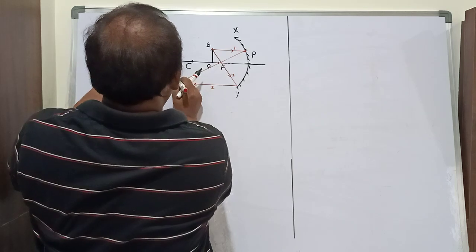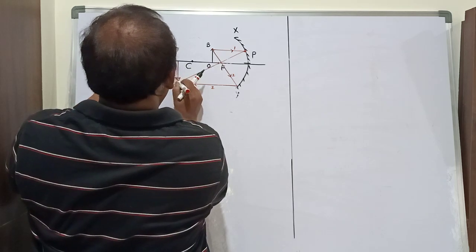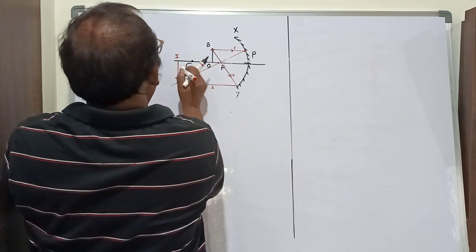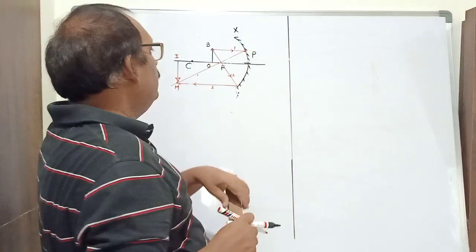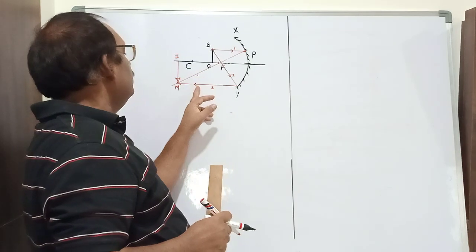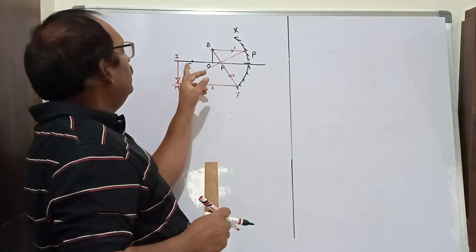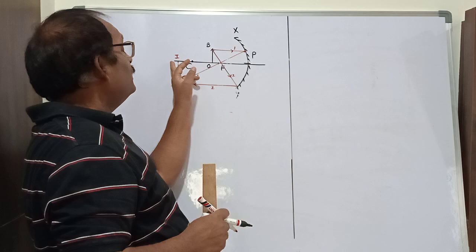So this could be the image. This is the image, an inverted, real image. Due to the convergence of these two reflected light rays, an image is formed. That image is formed beyond the center of curvature.